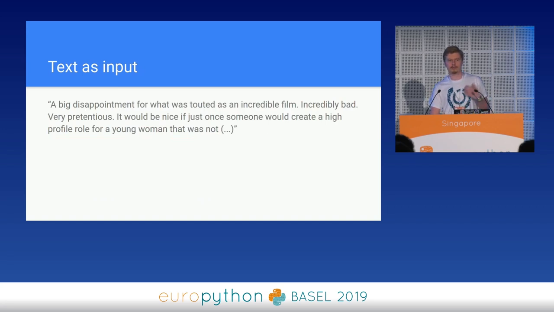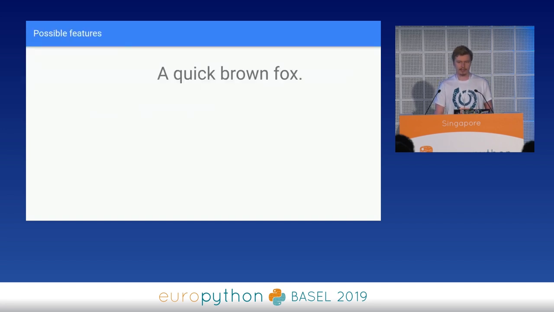So this is an example of the text. We can see: a big disappointment, incredibly bad, very pretentious. It's highly polar, like I mentioned. But first, to use this text as an input, we need to do something with it. We need to translate it first into features, then into this vector. I will focus on a simple sentence and what we can possibly extract: a quick brown fox. It looks like we only have a few words, but let's see what we can do with it.